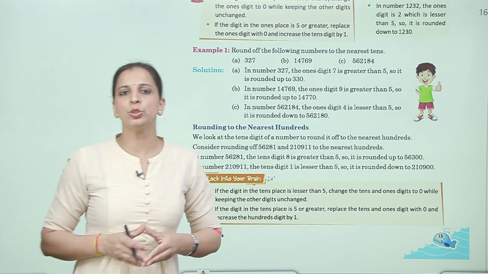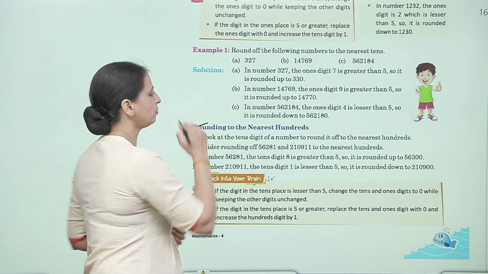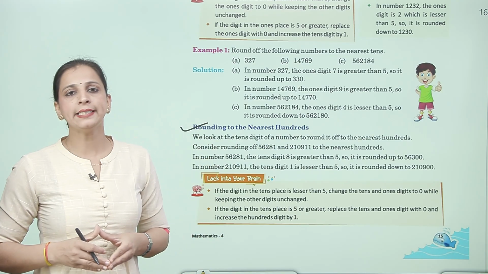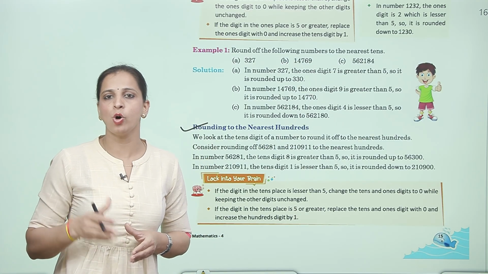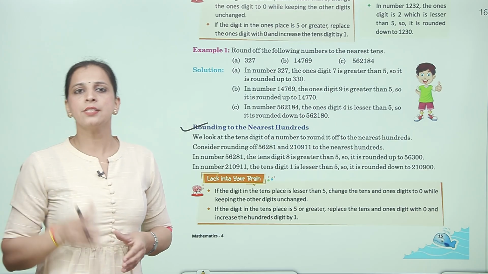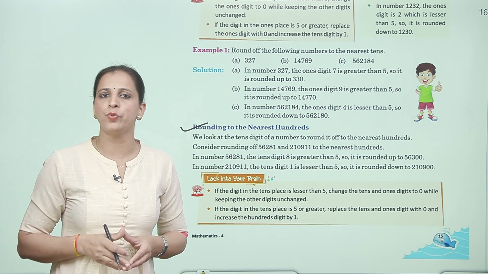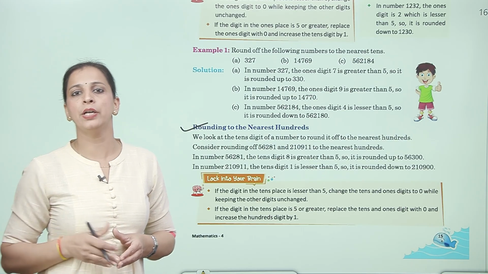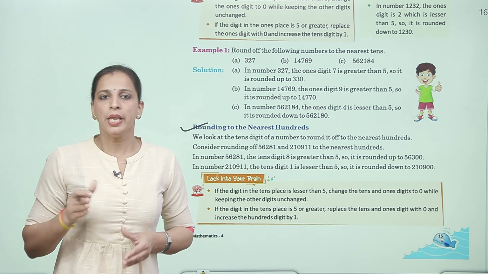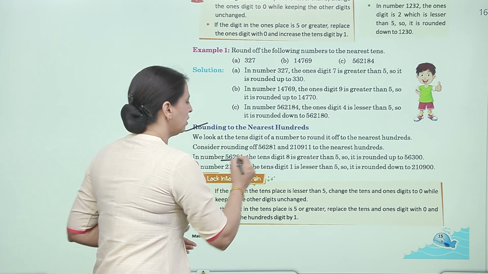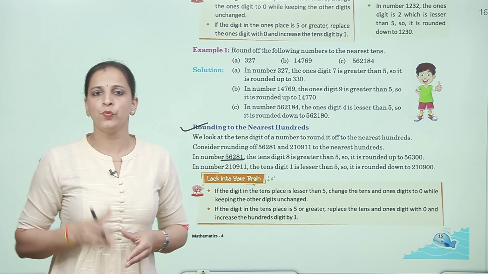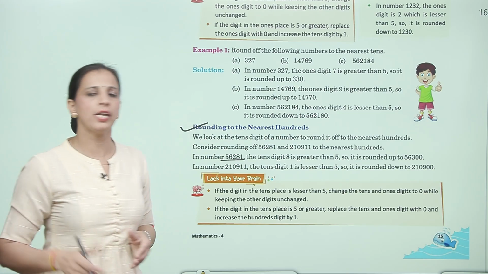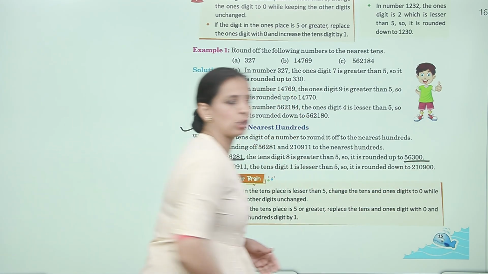Now, rounding to the nearest hundreds. We look at the tens digit of a number to round it off to the nearest hundreds. Consider rounding off 56281 and 210911 to the nearest hundreds. In number 56281, the tens digit is 8, which is greater than 5, so it is rounded up to 56300.